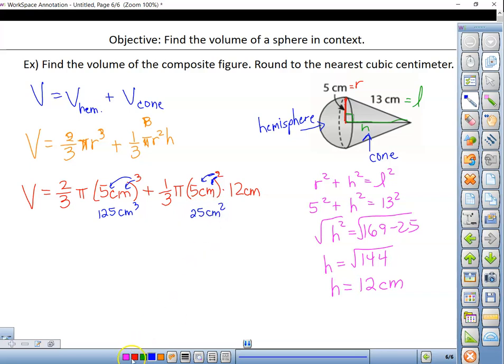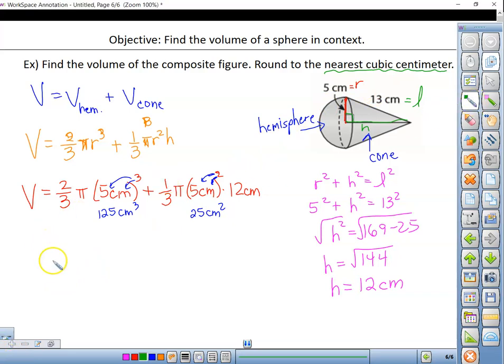Now, I would do all this math at once in my calculator. So I would do 2 divided by 3 times pi times 125, then plus pi divided by 3. You could do 1 divided by 3 times pi also, then times my 25 times my 12, it equals, and then I'll round to the nearest cubic centimeter, which remember would mean the whole number place, the nearest ones place. All right, let's use our calculators.